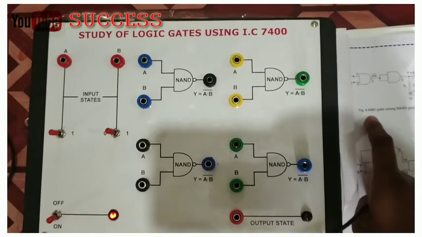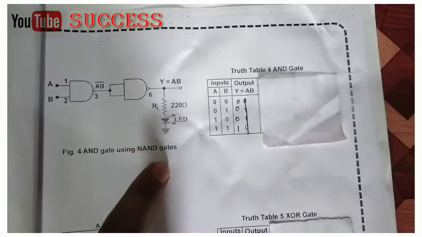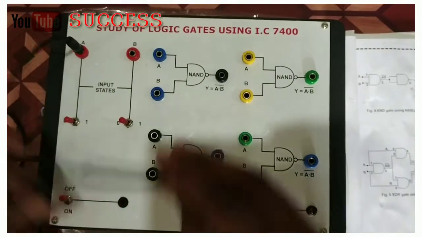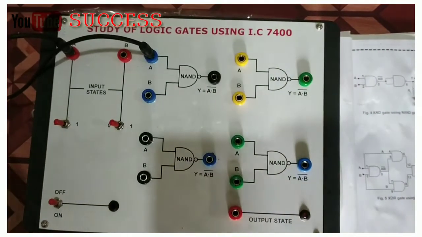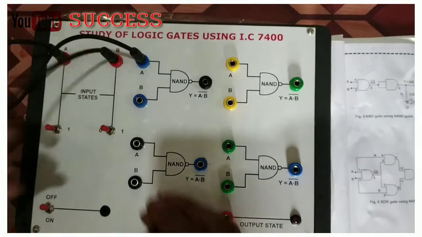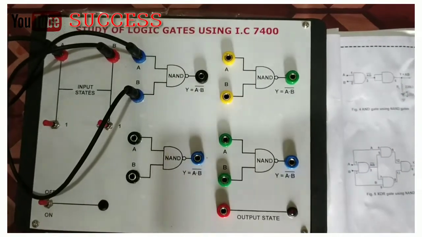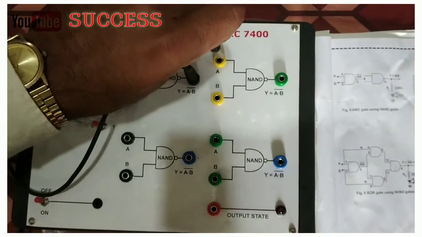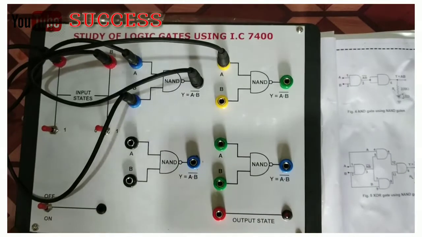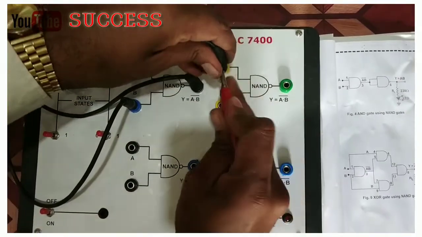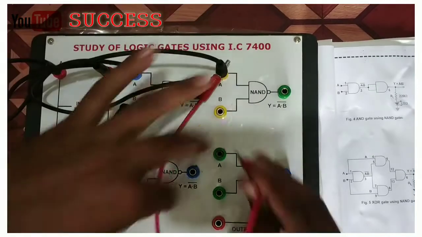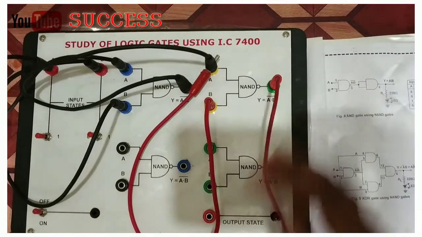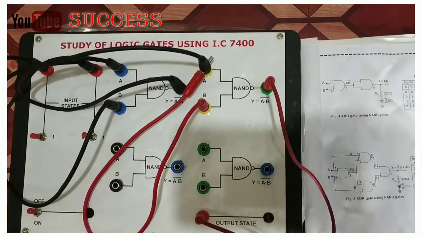Now you have to verify the AND gate by using the NAND gates. Connect input A to the NAND gate input A, and connect input B to the NAND gate input B. Connect the output of that NAND gate to both inputs of another NAND gate, and finally connect the output of that NAND gate to the output socket.